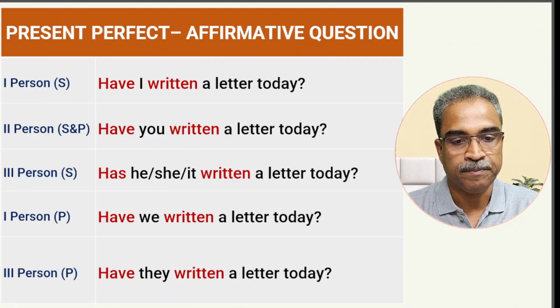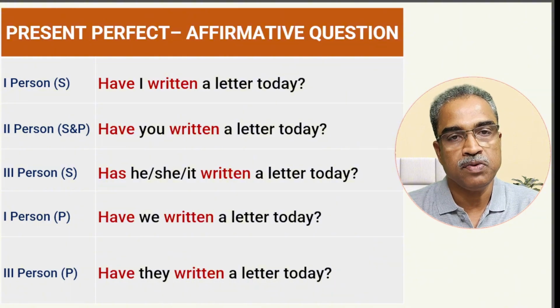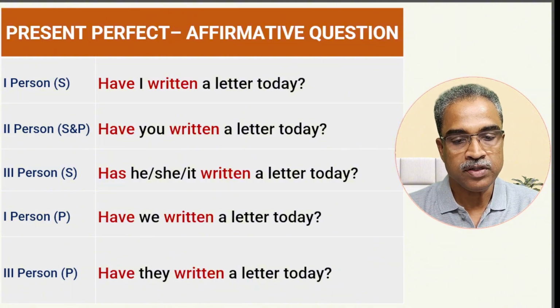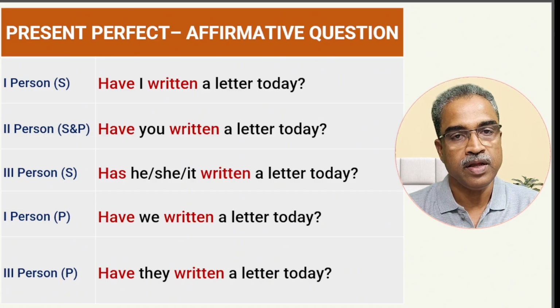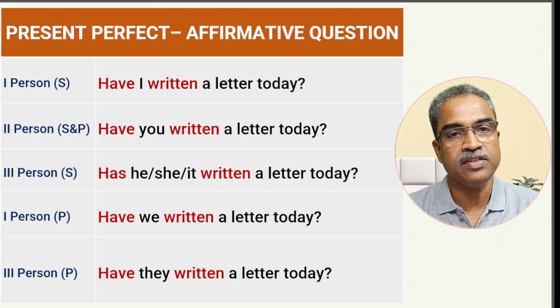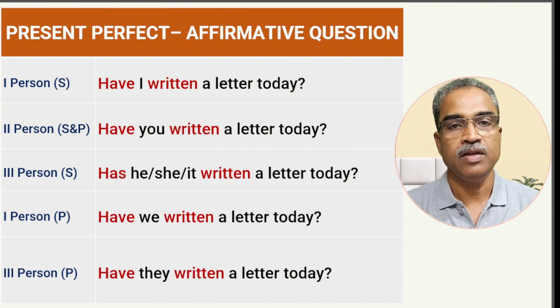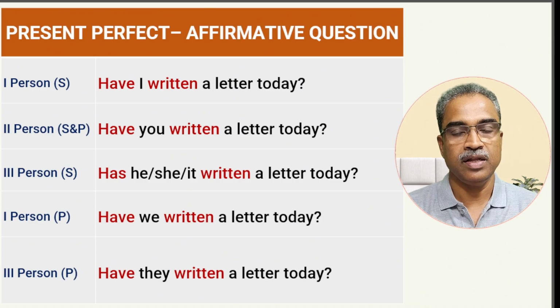That's the question. And then first person plural, we have written a letter today will be, have we written a letter? And third person plural, they have written a letter will be, have they written a letter? So it is a set pattern. You put the auxiliary verb first, and then you put the subject, and then the main verb in the V3 form. So this is how we make questions.